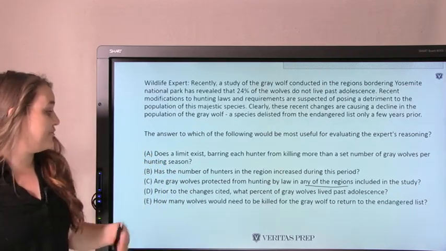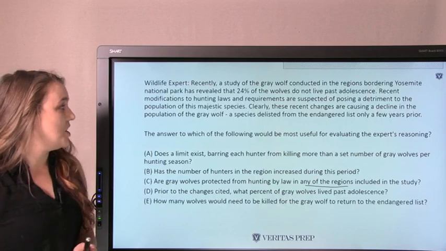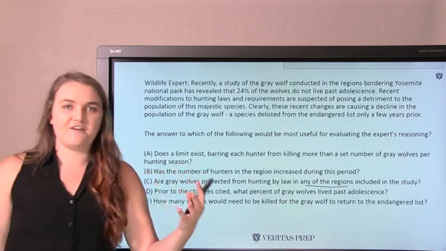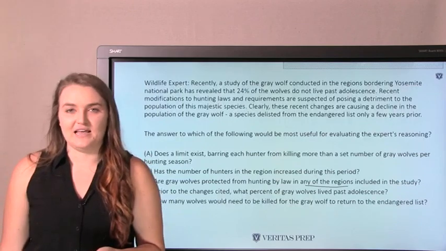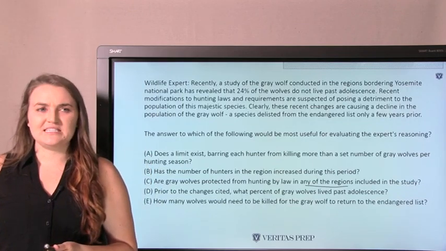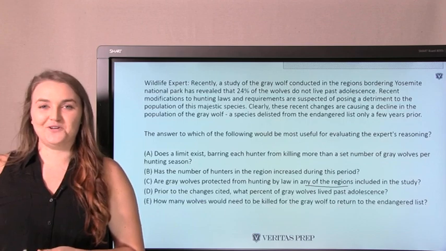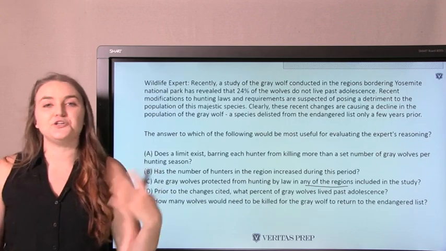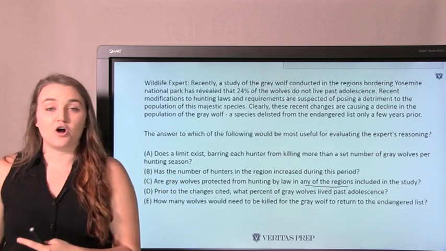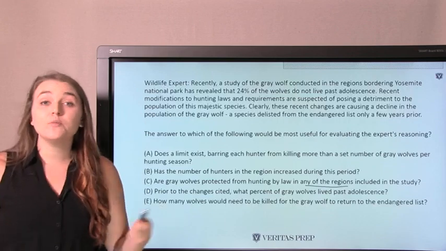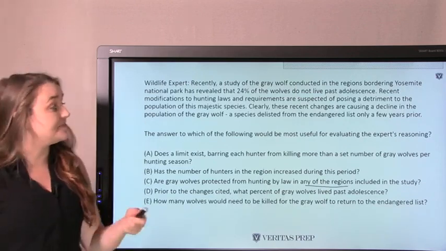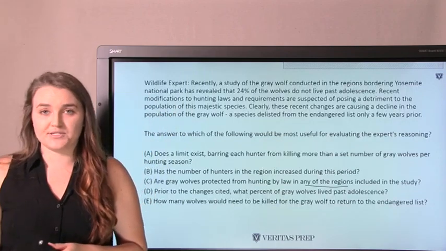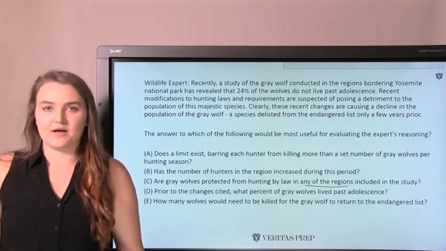Because if prior to the changes, right, 24%, 25%, 30%, right, of the wolves don't live past adolescence, well then this doesn't seem to be a pretty powerful conclusion, right? It doesn't make sense to use that 24% to draw conclusions. But if the normal mortality rate sits closer to 5%, maybe 10%, and it's made a jump to 24%, now we may be talking about something, right?